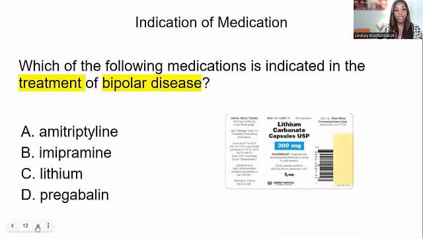Indication of medication. Which of the following medication is indicated in the treatment of bipolar disease? Bipolar disease. Remember, bipolar disease is a disease that affects the nervous system, okay? And when we think about the indication of medication for bipolar disease, it is lithium. Lithium is used for bipolar disease. Write that down.